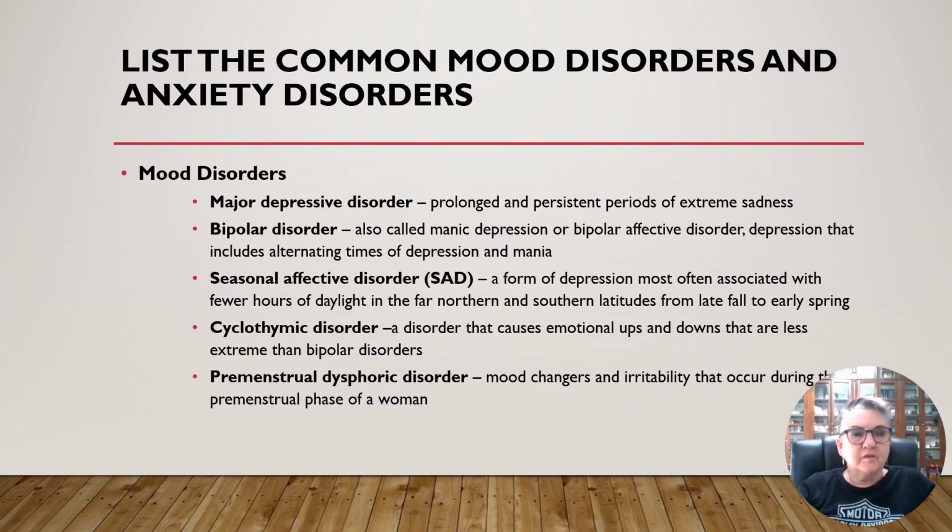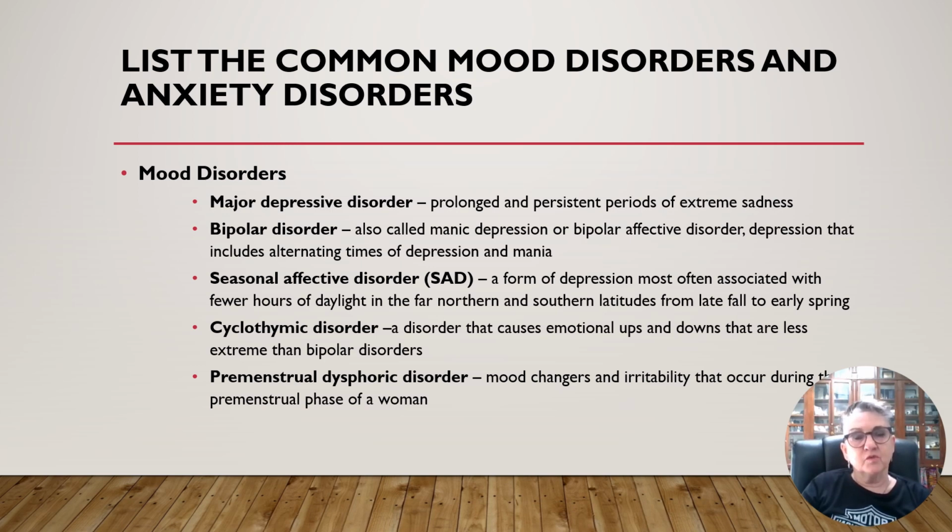First, we're going to cover the mood disorders that are listed below with a small definition. We'll get into depth a little bit further later on those. So some of the mood disorders I found include the major depressive disorder. This is prolonged and persistent periods of extreme sadness. There's bipolar disorder, also called manic depression or bipolar affective disorder. This is depression that includes alternating times of depression and of mania.